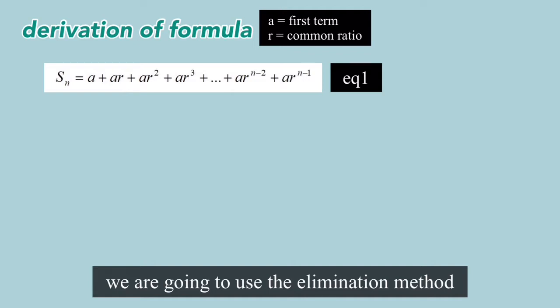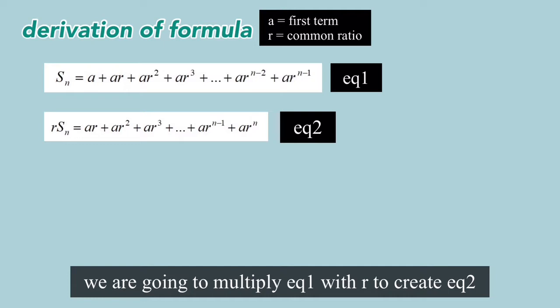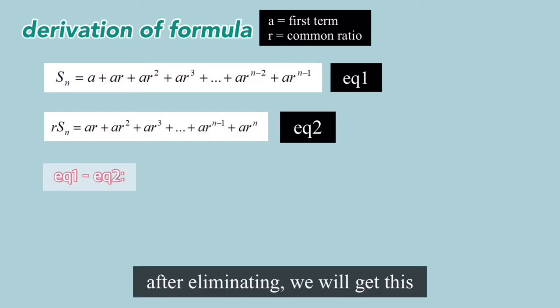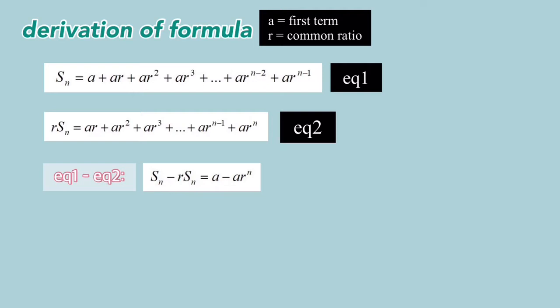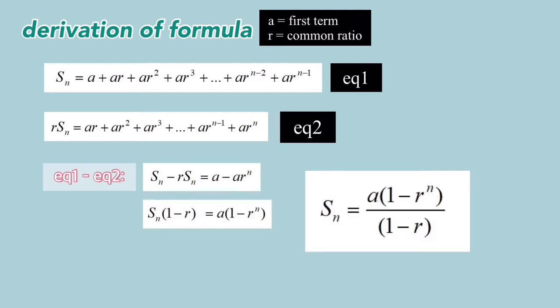We are going to use the elimination method. First, we are going to multiply equation 1 with r to create equation 2. And then, we are going to eliminate the same terms in both equations. After eliminating, we will get this equation. After that, we want to make S the subject. So, we simplify, which will get us this formula.